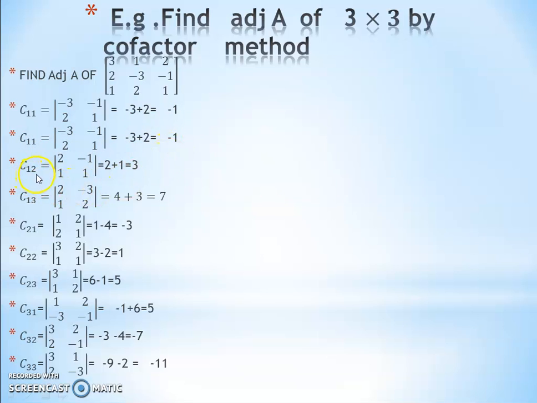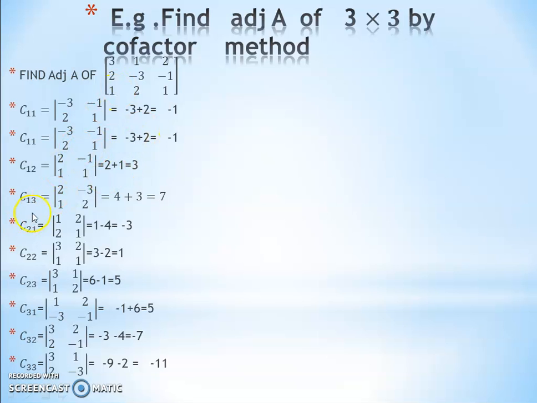Now C12. How do we derive it? C12 means first row, second column, so we skip the first row and second column. What is the remaining term? 2, minus 1, 1, 1. I highlight here. 2 into 1 is 2. 1 into minus 1 is again minus, but minus minus becomes plus. So 2 plus 1 equals 3.